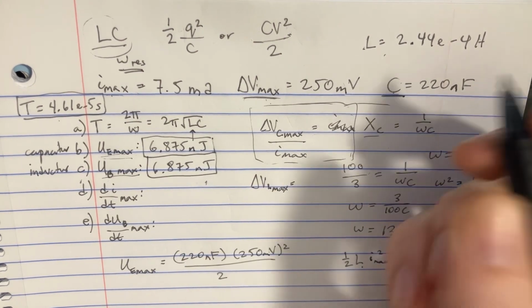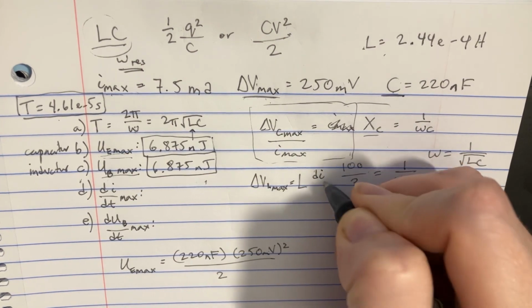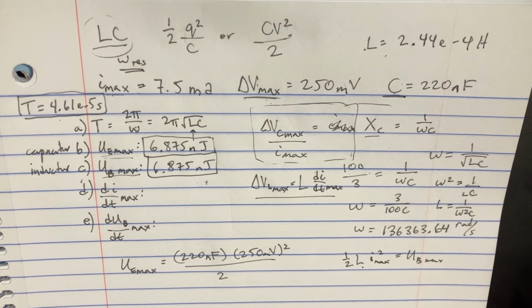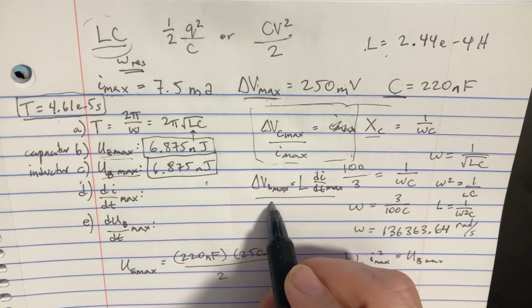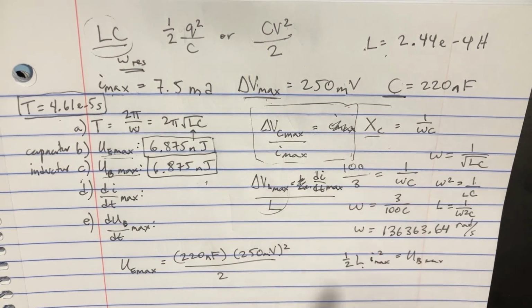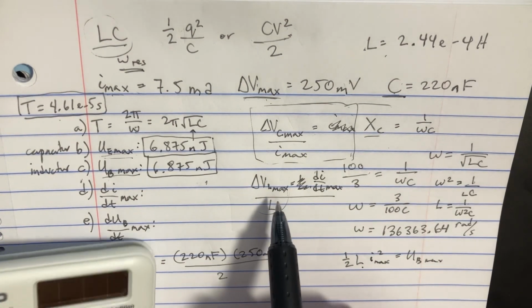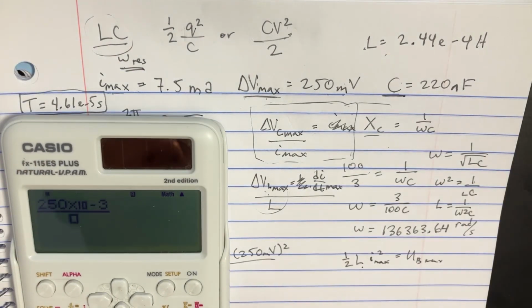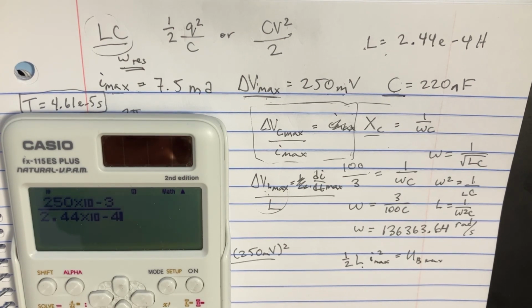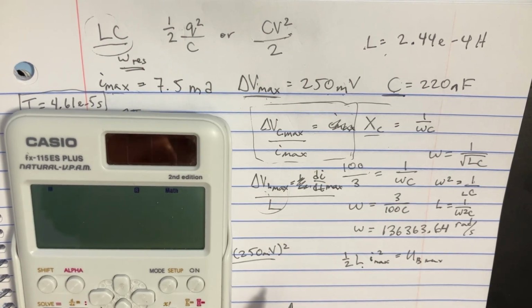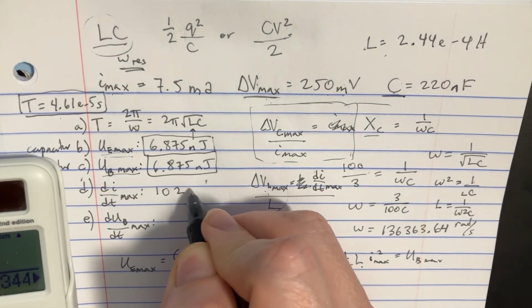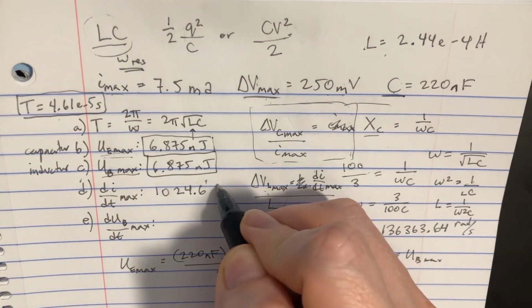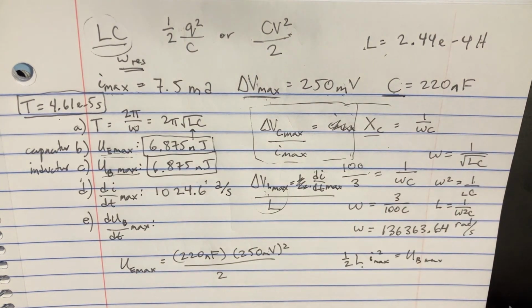The L max is going to be equal to L times the di over dt max. It's another equation we should have written somewhere. But we can rearrange this equation, dividing L on this side, and we should be able to get the di over dt by using the voltage max, which is this one, 250 e to the -3, divide that by the inductance now that we have that. And that's just going to equal 1024.6 amps per second. We'll be going through here.